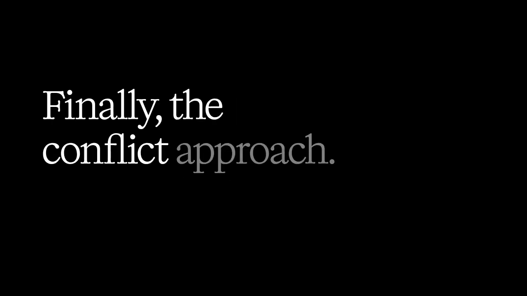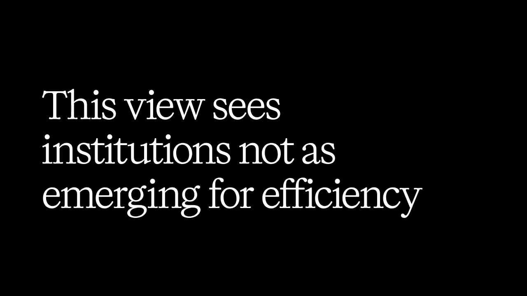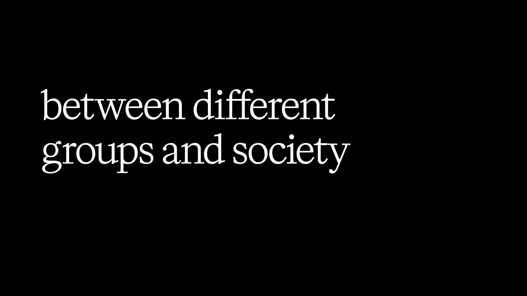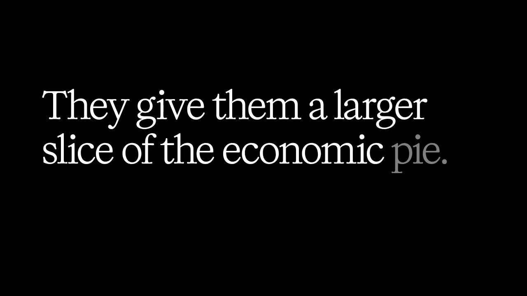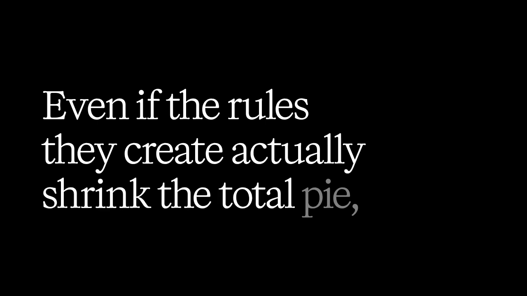Finally, the conflict approach. What's the focus here? Power. This view sees institutions not as emerging for efficiency or from culture, but as the result of struggles between different groups in society. Groups fighting over resources. Exactly. Different groups have different interests, and they fight to create rules that benefit them, that give them a larger slice of the economic pie. Efficiency for the whole society isn't the main goal. Even if the rules they create actually shrink the total pie.